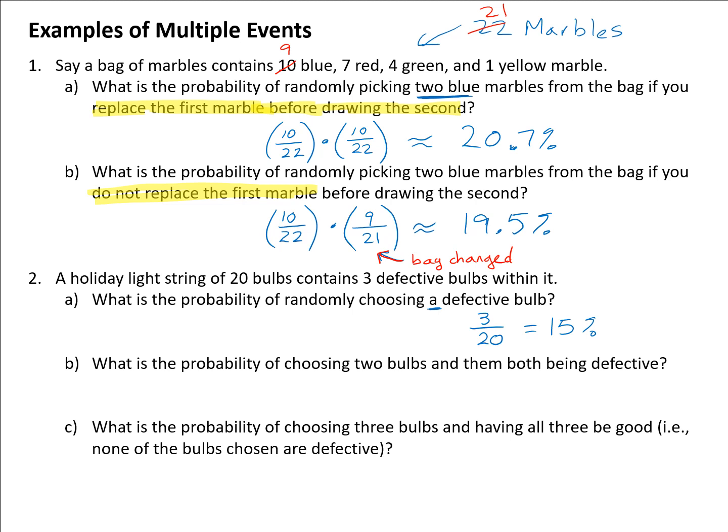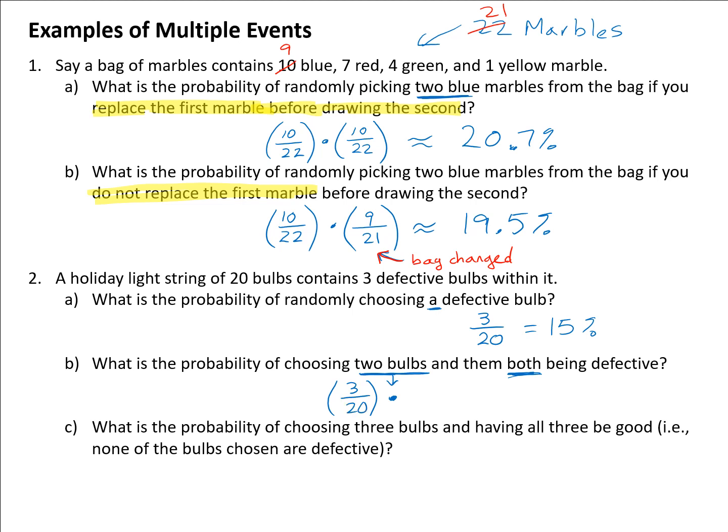Now, in the next question, though, I ask about choosing 2 bulbs and having both of them be defective. So now we've got 2. Because we've got 2 bulbs, we're going to use the multiplication rule. We're going to start with picking a single defective bulb because we want both of them to be defective, so our first bulb has to be defective. That's going to be the same as we did in part A. There's 3 defective bulbs out of 20.